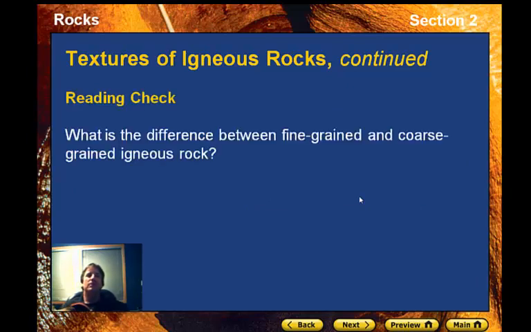Here's your first reading check. Please pause, and when you pause the video, then you can go ahead and answer the question, then come back.